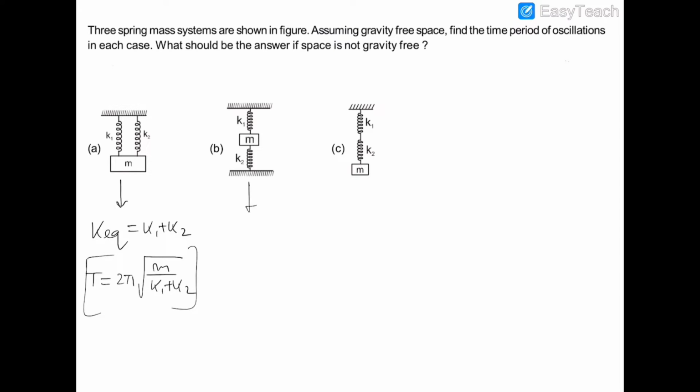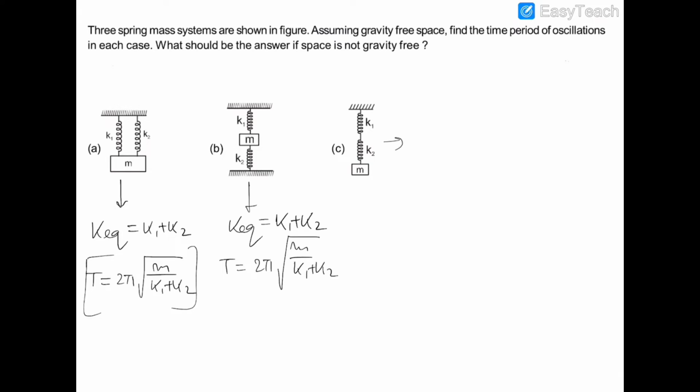Now in the second case, you can see that if we displace the block in the downward direction or in the upward direction, the extension or compression in both the springs would be the same. For example, let's suppose that we are displacing the block in the downward direction by a distance of x. So the lower spring would be compressed by a distance of x and the upper spring would be stretched by a distance of x. So the equivalent k would be k1 plus k2 and the time period would be 2 pi under root m by k1 plus k2.